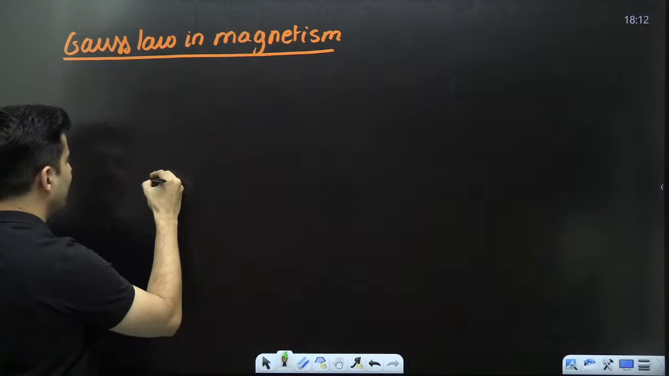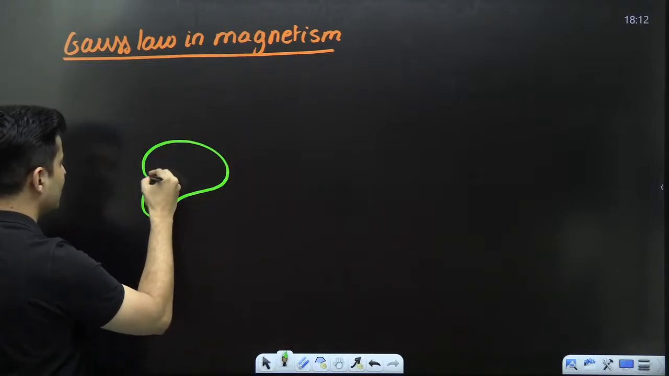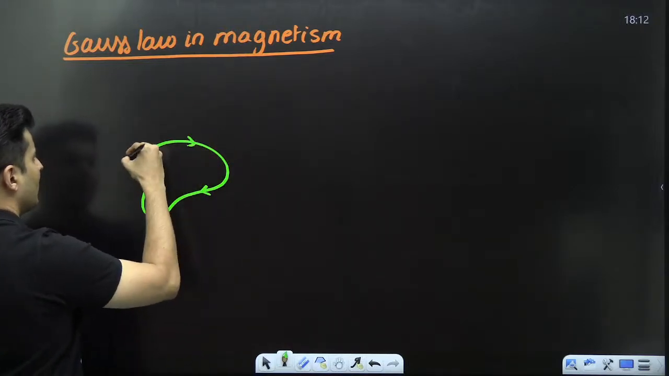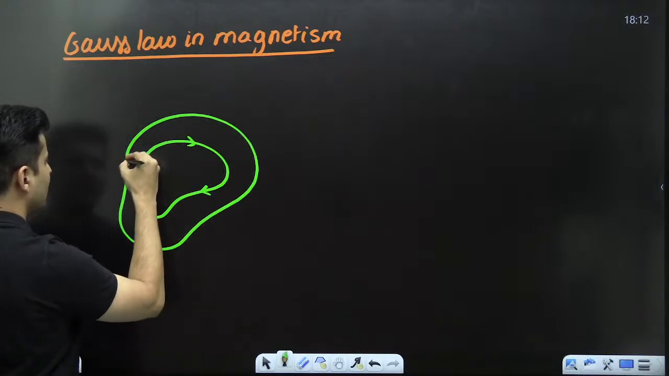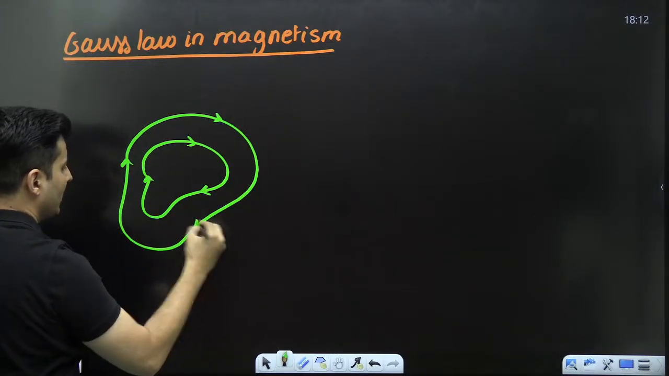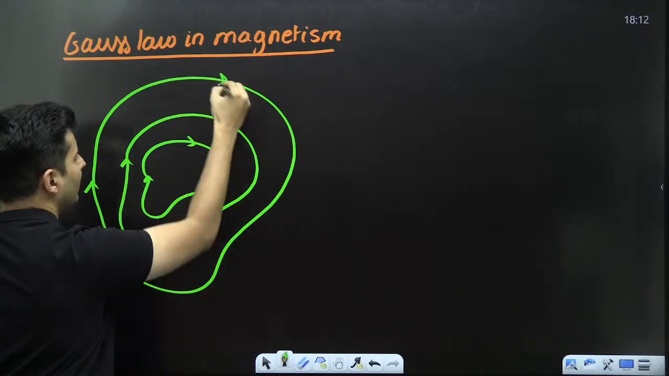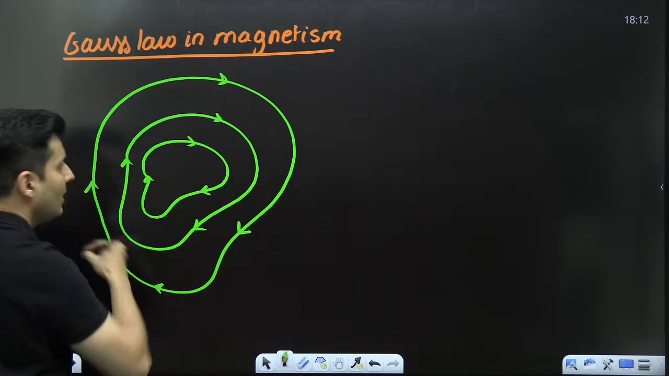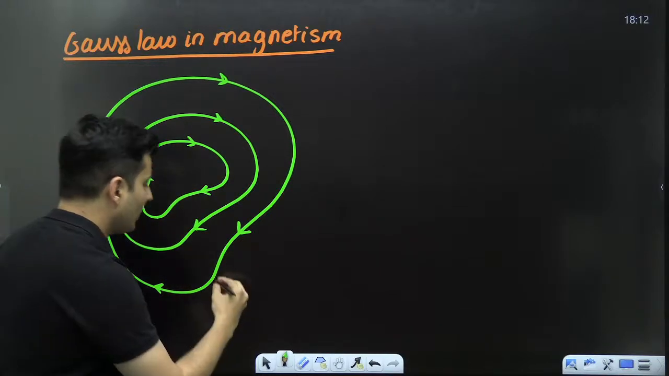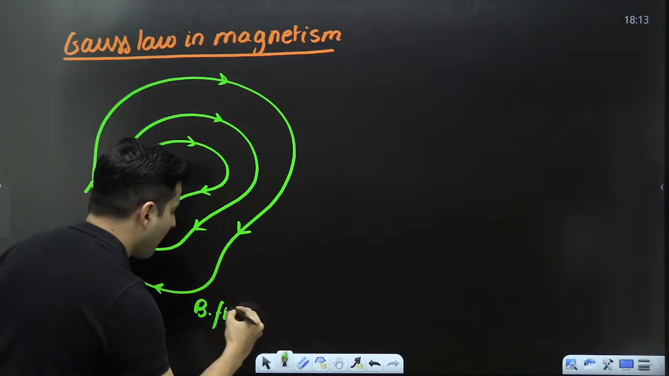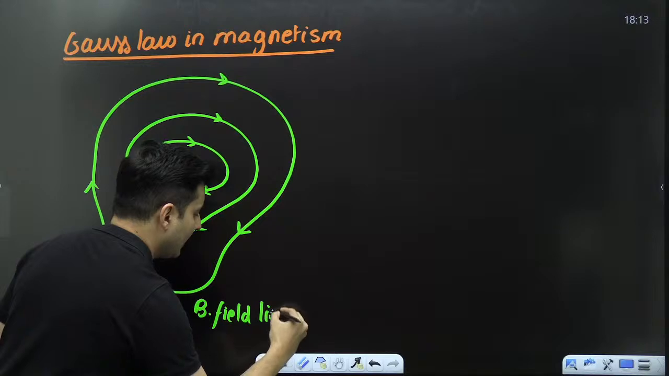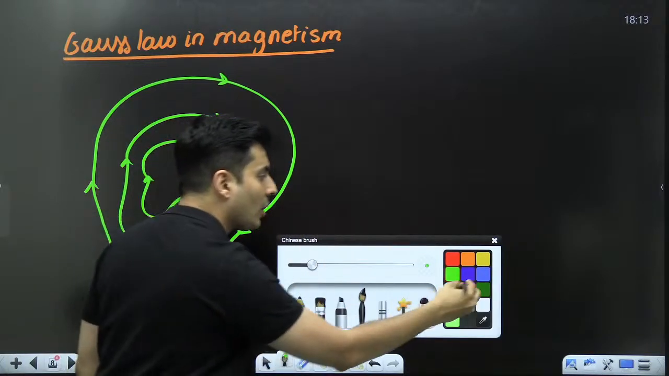If I show magnetic field lines, maybe it goes like this. Maybe like this. Some object is creating this magnetic field. It could be any kind of magnet, doesn't matter. I just know magnetic field lines are closed loops. Now, if these are your magnetic field lines, I take a closed surface.